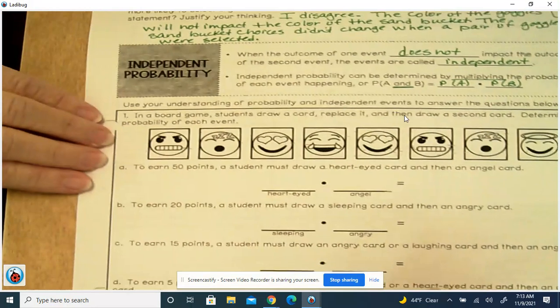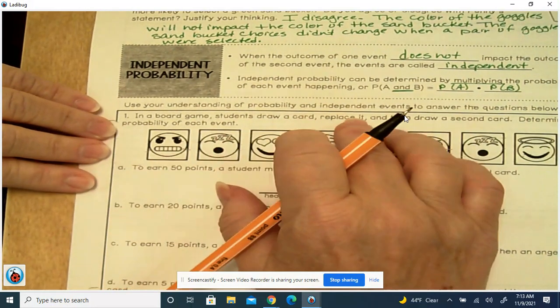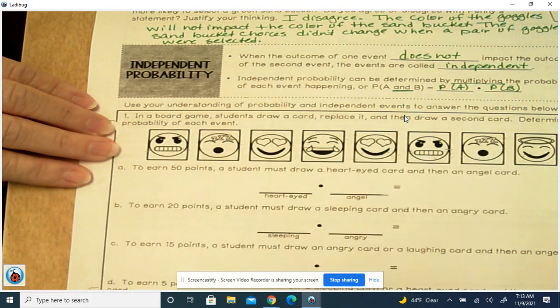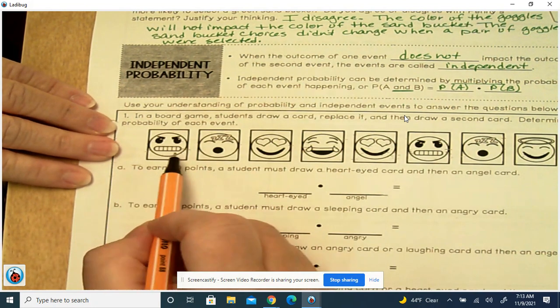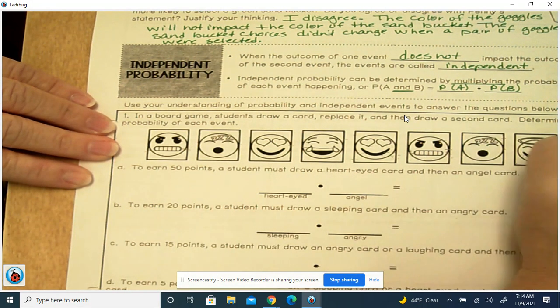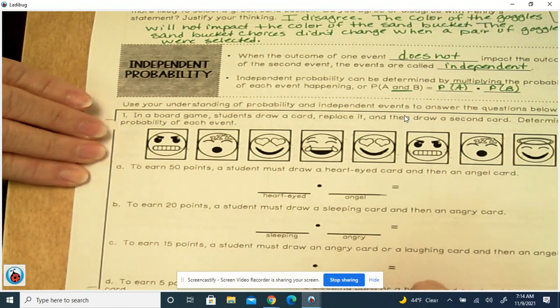In a board game, the students draw a card, replace it, and then draw a second card. Determine the probability of each event. So how many outcomes do we have? 1, 2, 3, 4, 5, 6, 7, 8. So we've got 8 outcomes.